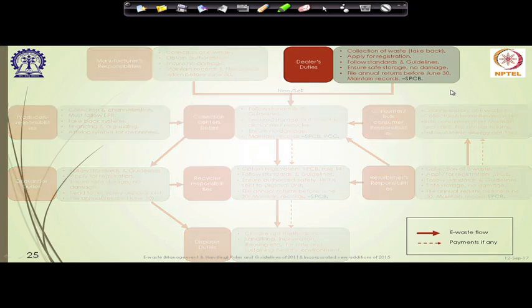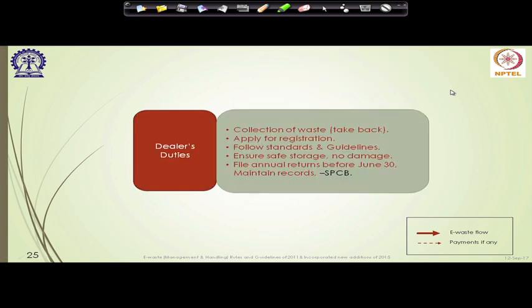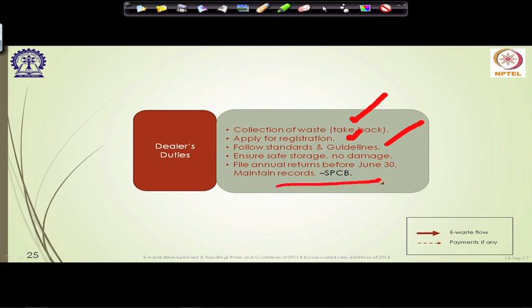Then you go to dealers. Now, what is the dealer's role? They have to collect the waste back. If they are selling the product, they should be able to collect the waste back. They have to apply for registration, follow standard guidelines, ensure safe storage with no damage, file annual returns by June 30th, and maintain the records. Those are the responsibilities of the dealers.